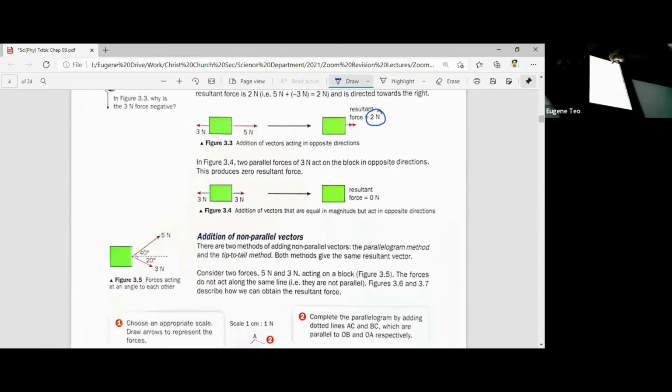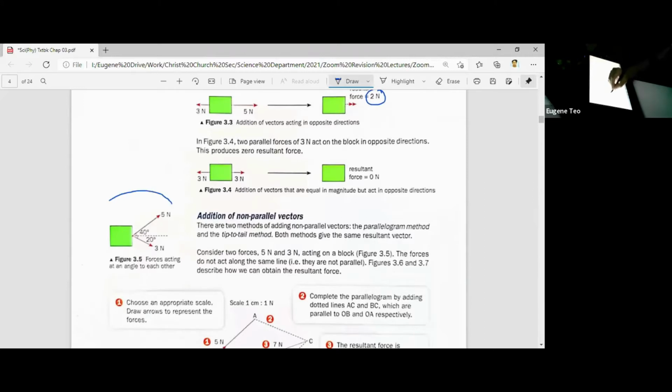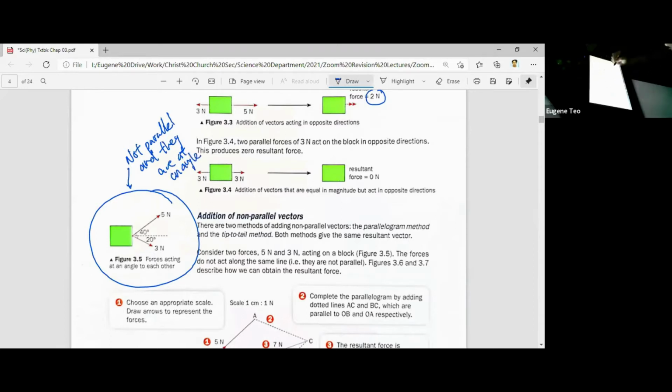But the main problem will always come when you have forces acting like this. Not parallel, and they are at an angle. So how to go about doing a question like this? How do I find the resultant force if the forces are not equal and there's an angle between them? They are at an angle. So this is what I call typically for my classes.